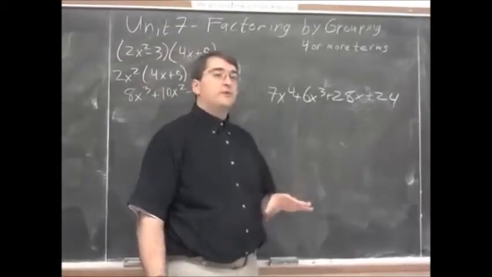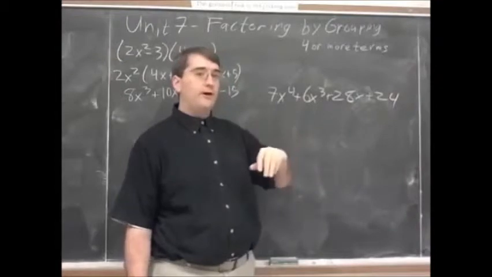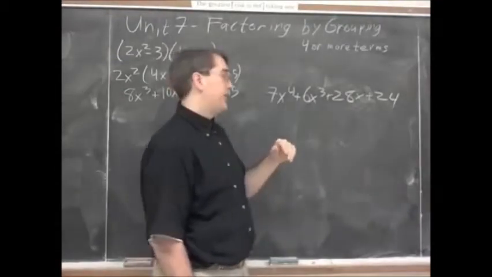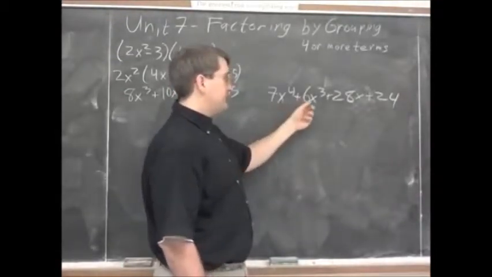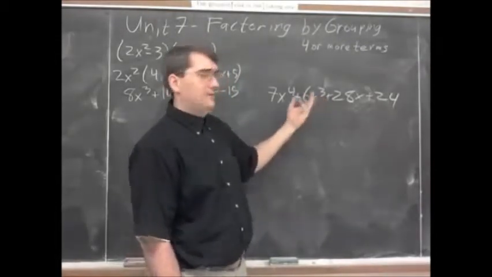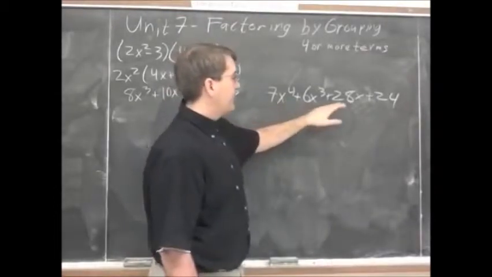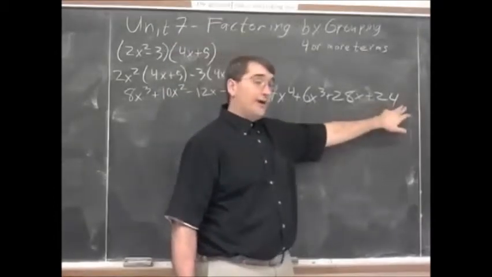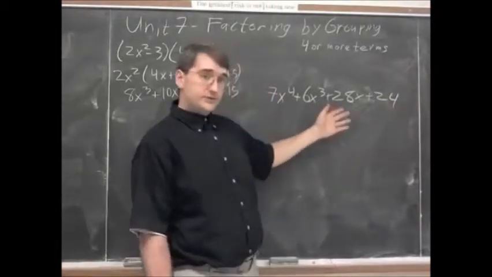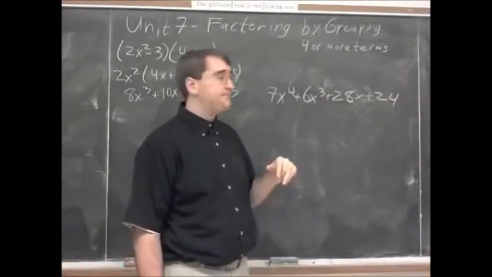The first thing that we always want to check for when we're factoring is to see if the whole polynomial has a greatest common factor we can pull out. 7 and 6, actually we can stop there. They don't have a factor in common. I mean, 1 is a factor, but that doesn't count. X to the 4, x to the 3, x, there's no x here, so no, there's no GCF. The whole polynomial doesn't have a greatest common factor.